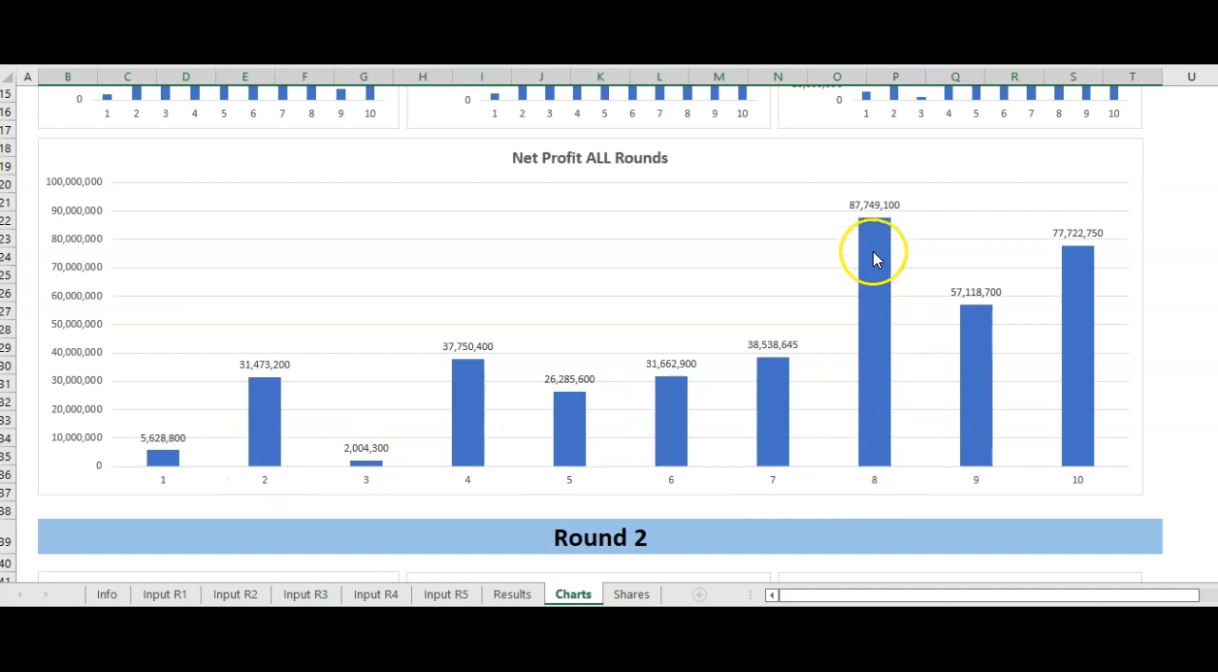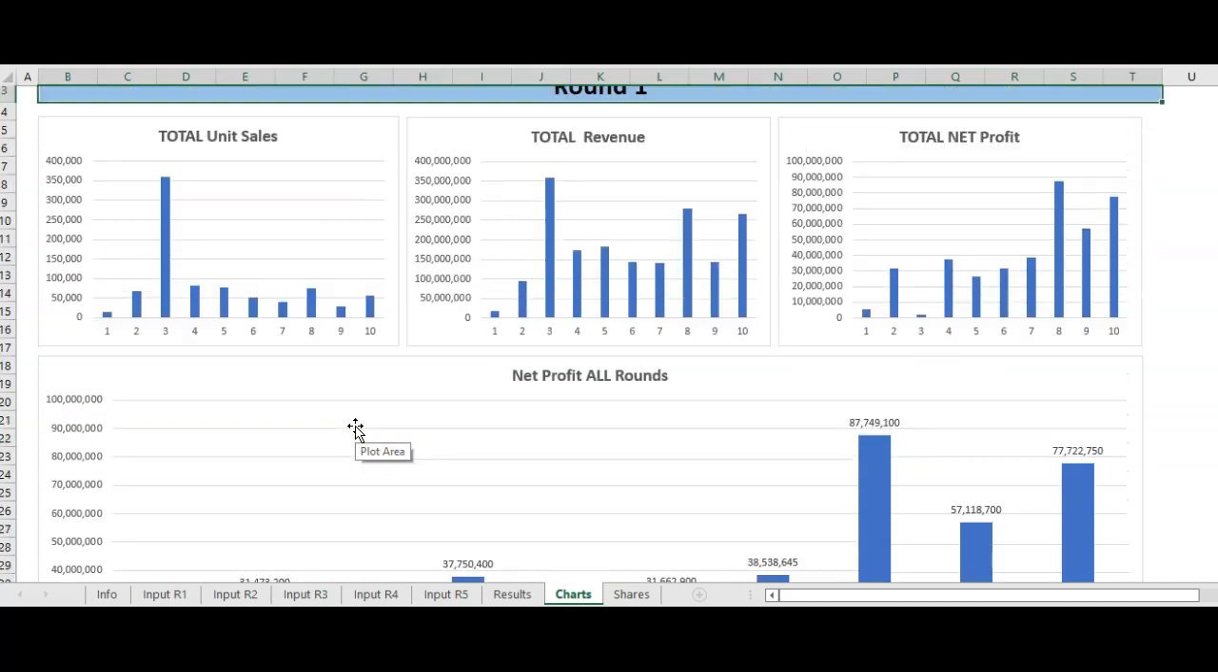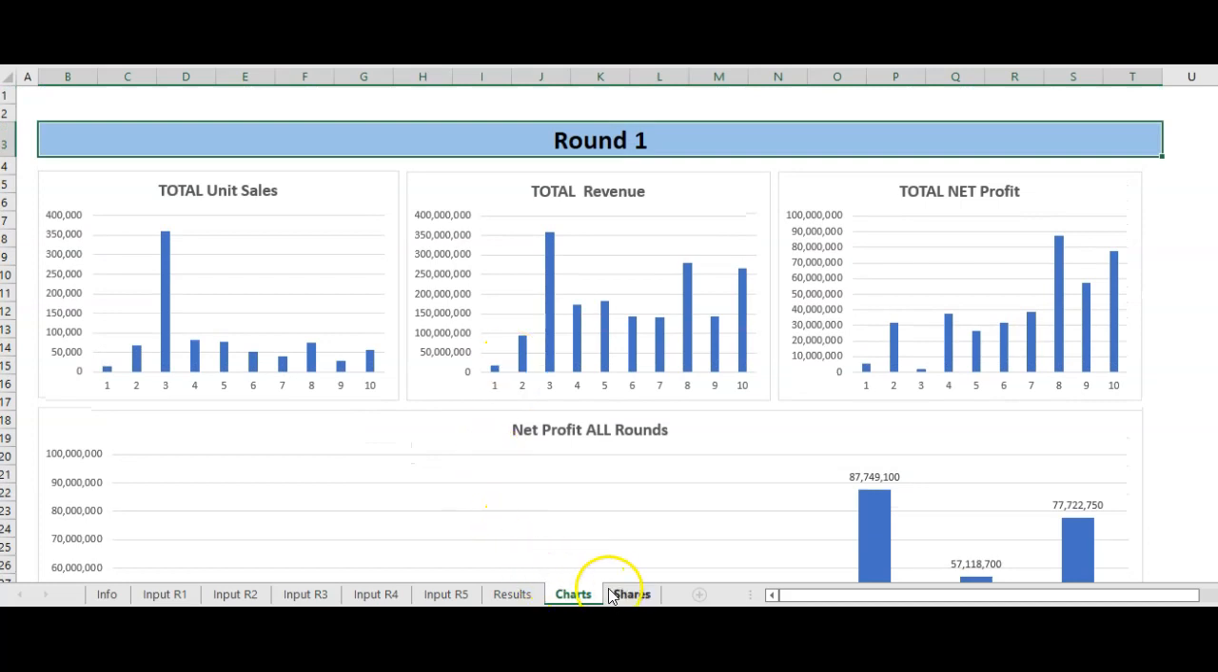But let's have a look at this. We can see firm 8 and firm 10 are doing particularly well. Firm 9 fairly well. A bunch in the middle along with firm 2, and then firm 1 and firm 3 are just not performing very well at all. Okay, so let's try and work out why that's happening.